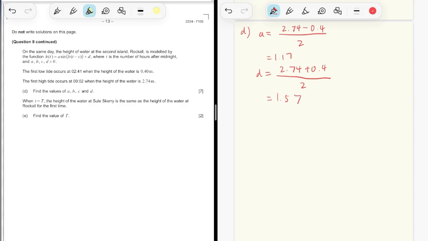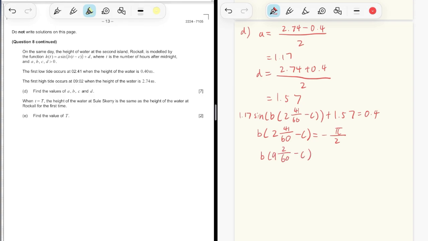Then we could substitute these values into the function where 1.17 sine B bracket 241 over 60 minus C plus 1.57 equals 0.4, and thus B times 241 over 60 minus C equals negative pi over 2, and B times 2 over 60 minus C equals pi over 2.